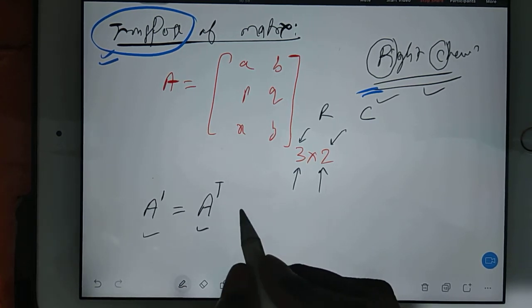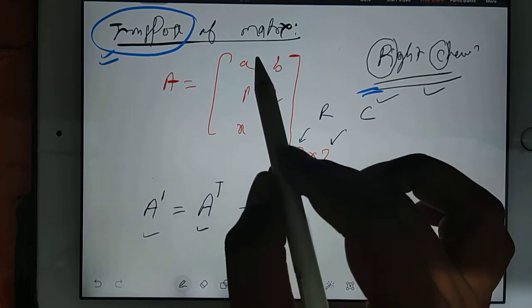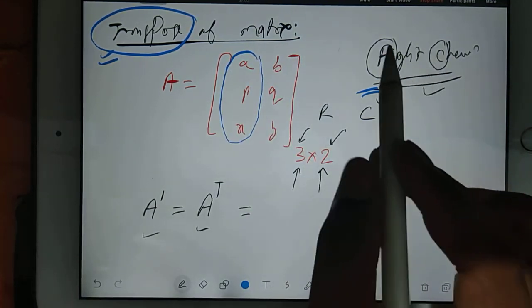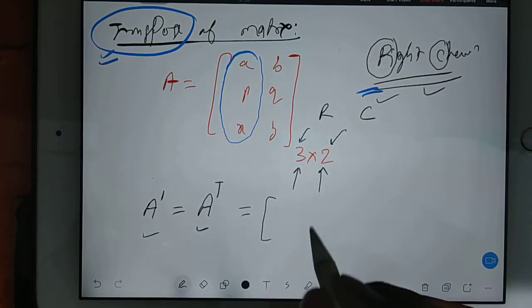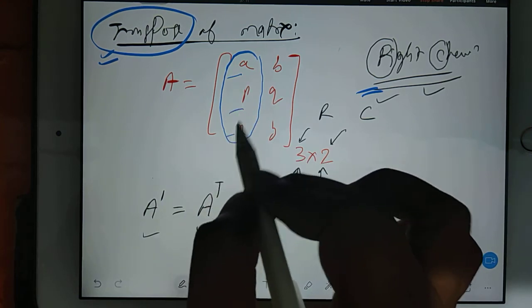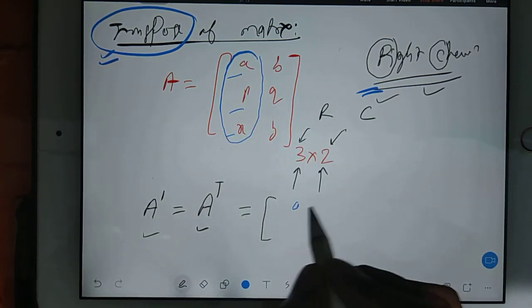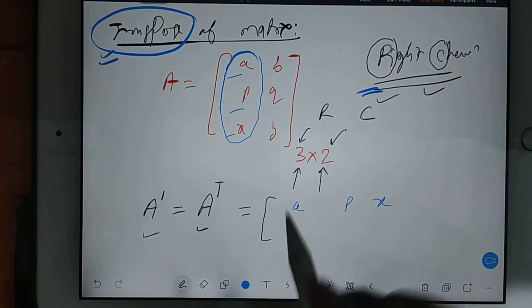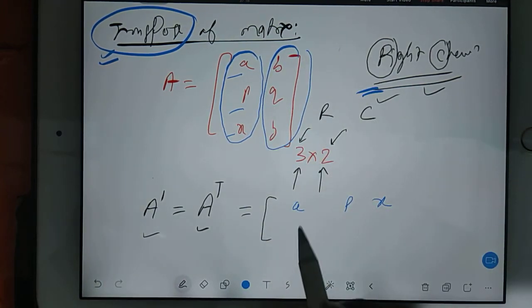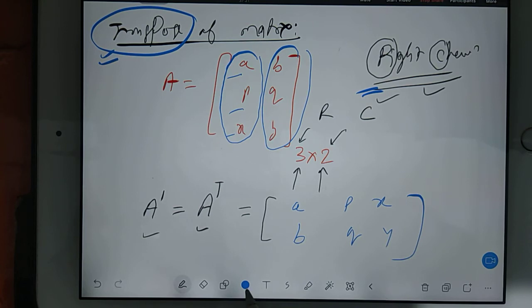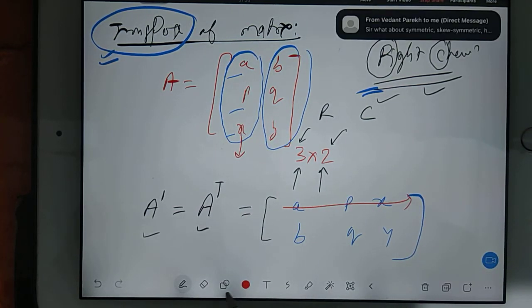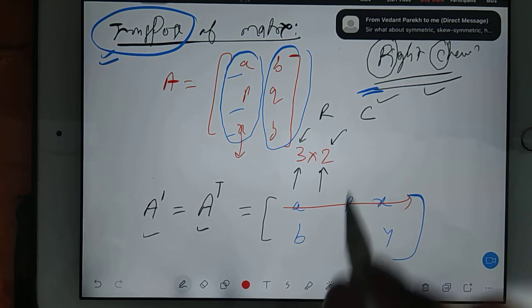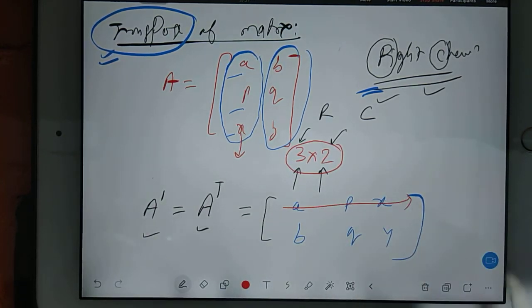And what do we do in this? Whatever first column is given, that first column I will write as first row. It means what? This A P X as a column, now I will write A P X as a row. And the second column I will write as B Q Y as my second row. So this was your first column, now it is your first row. You can see what has happened here. This 3 cross 2, now it is 2 cross 3.